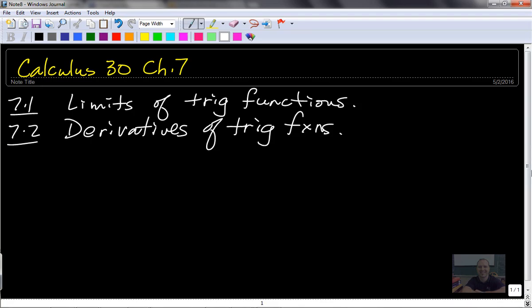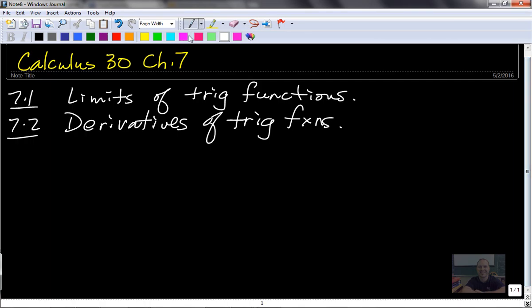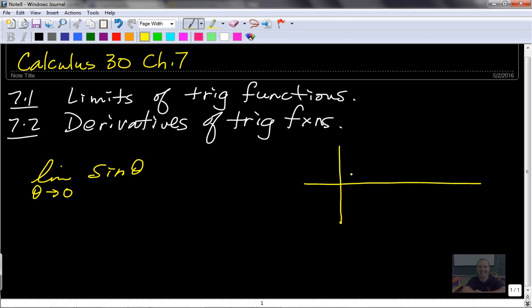If we look at 7.1, there's just a few things that I want to outline. The first is the limit as theta approaches 0 of sine theta. What we've learned already in the past is the general sketch of a sine graph. It looks like this, and here's pi, here's 2 pi. So this is sine theta.